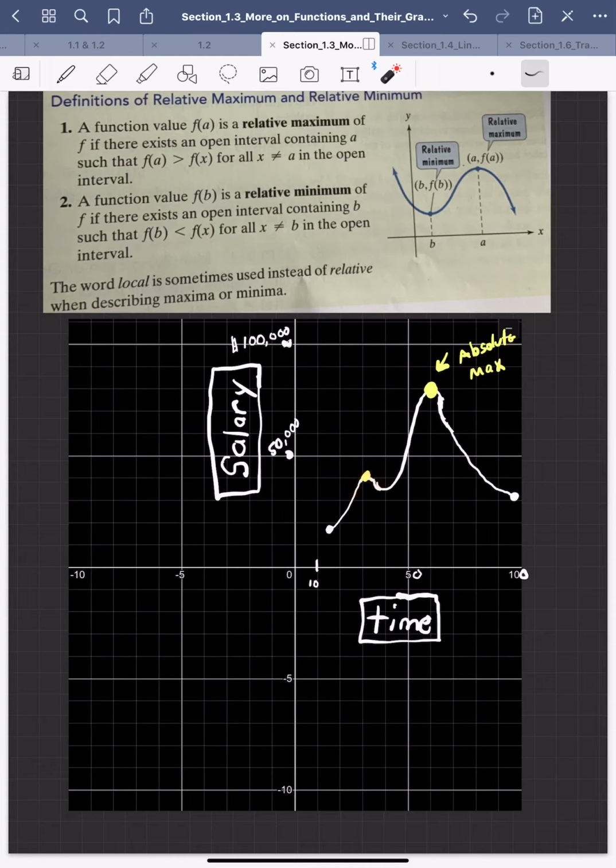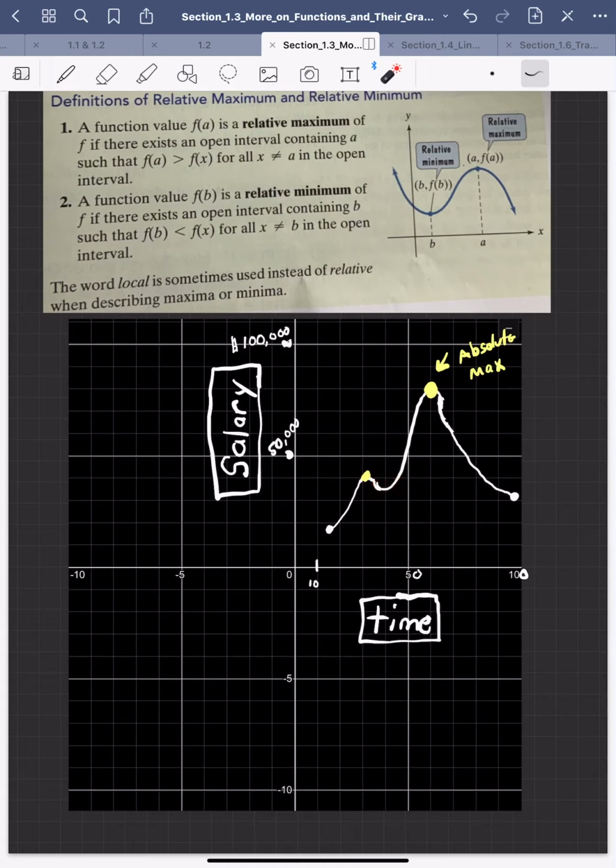Okay, well, what about a relative minimum? Let's see if we can find a relative minimum. Well, what about right here? Do you see how this is a turning point where if you were to go a little bit to the left or a little bit to the right, you would be making more money than what you're making if you stayed where you are, right? So that's what we mean when we say relative minimum. It's a minimum relative to its surroundings.